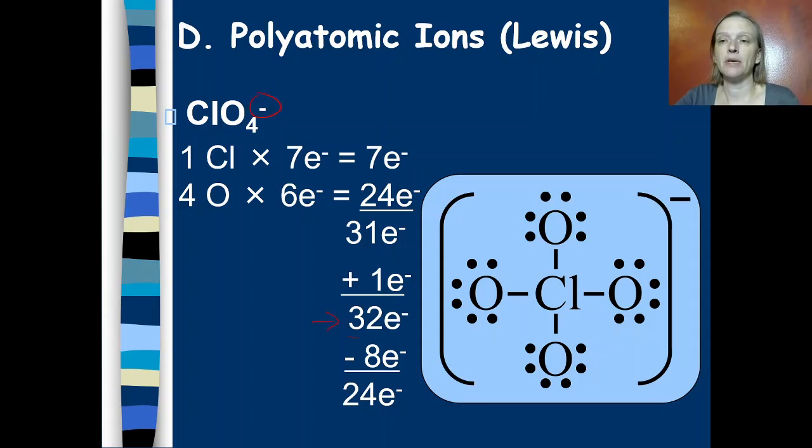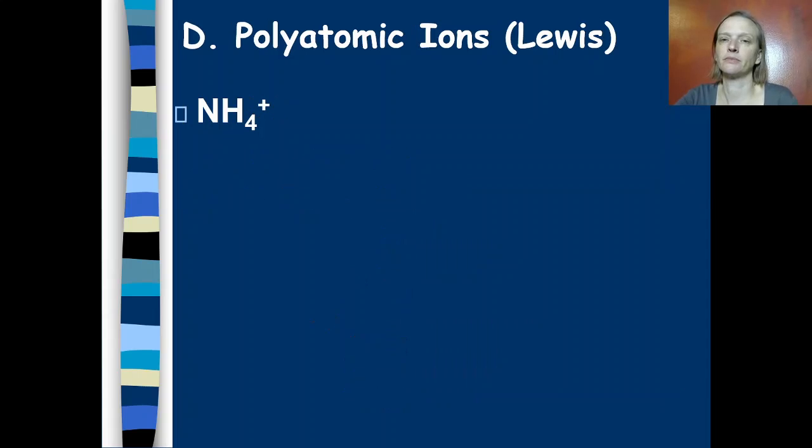And the final step is to put brackets around the ion and then indicate the charge outside of the brackets in the top right corner. Let's look at the ammonium ion.